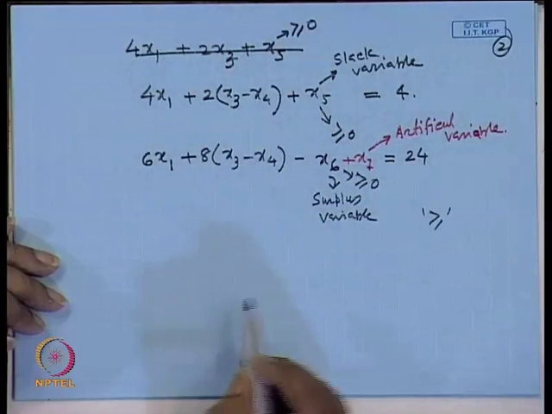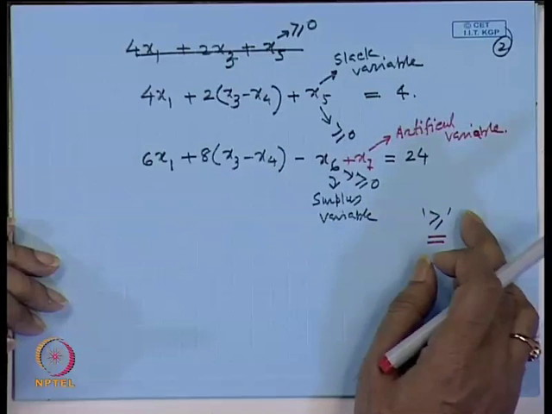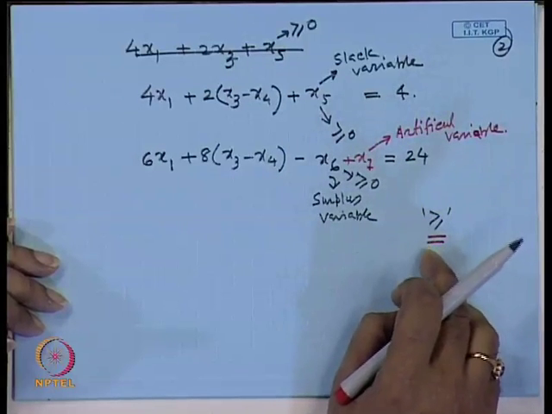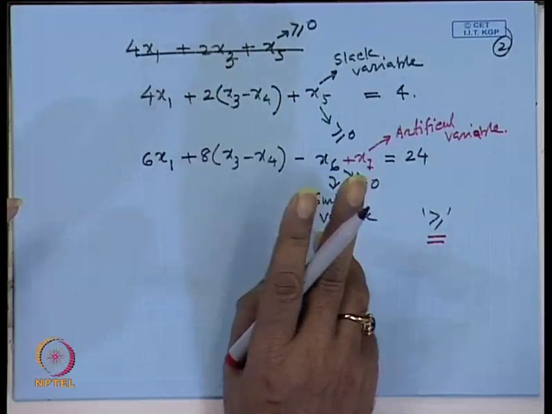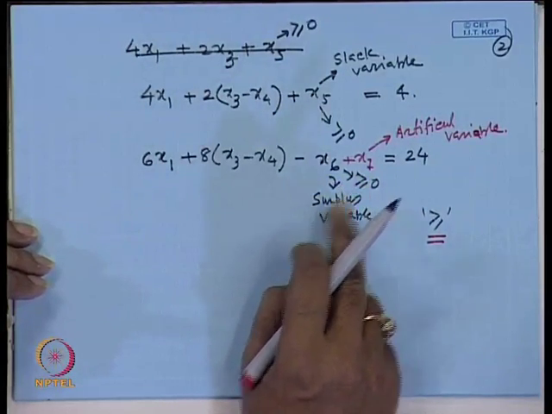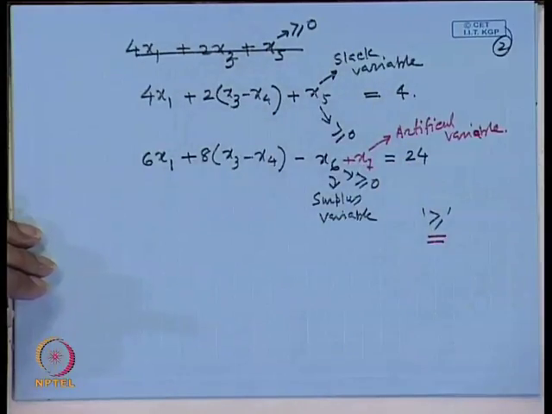Okay. So, when you have such a type of equation, some expression greater than or equal to some quantity, then you have to introduce two variables. One is a surplus variable, another is an artificial variable. So, this is the second.